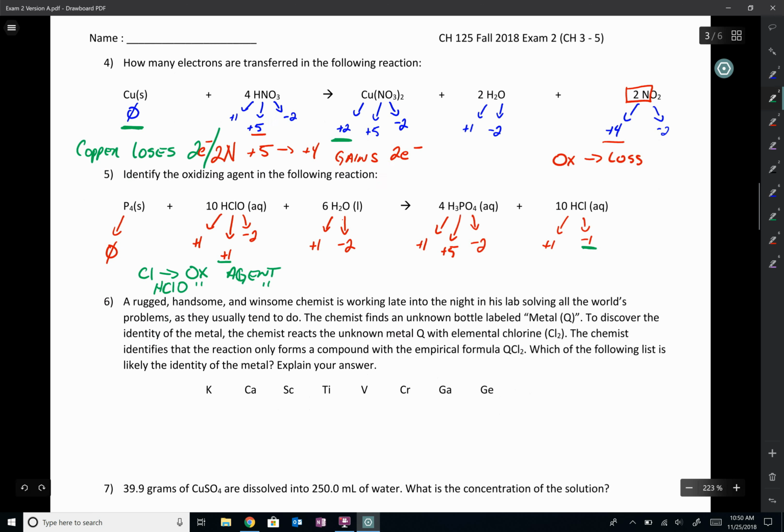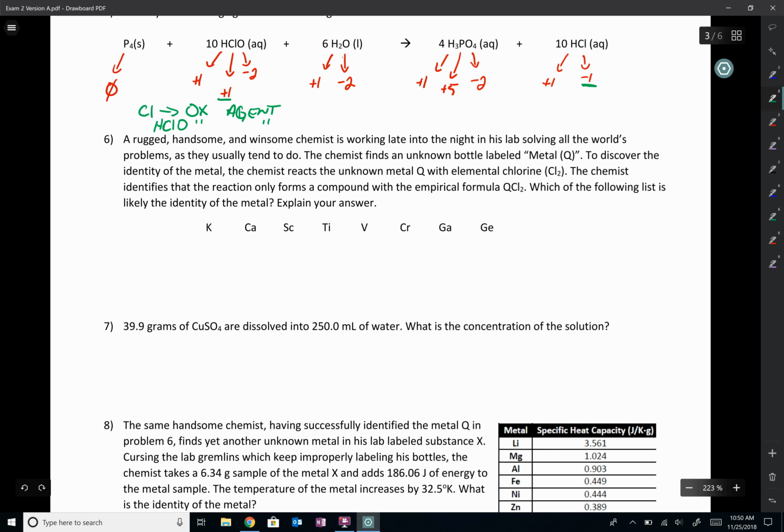I'm not going to read through question 6 here. I'll assume you can pause and read through it. There's just some important things I'm going to highlight. The important part is where you have an unknown metal Q that reacts with chlorine and makes QCl2. If something makes QCl2, that means the Q has to have a 2+ charge, to balance out with the 2 Cl minuses.